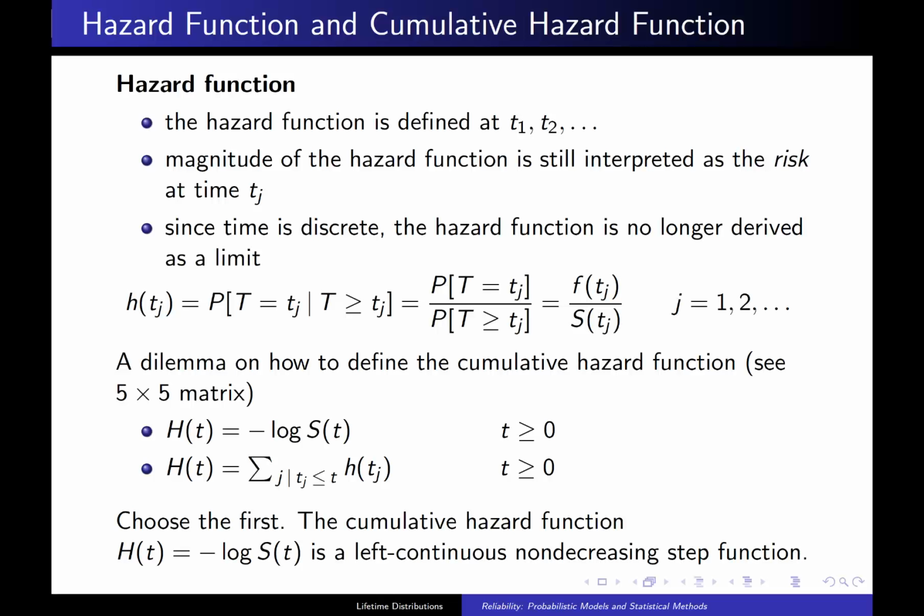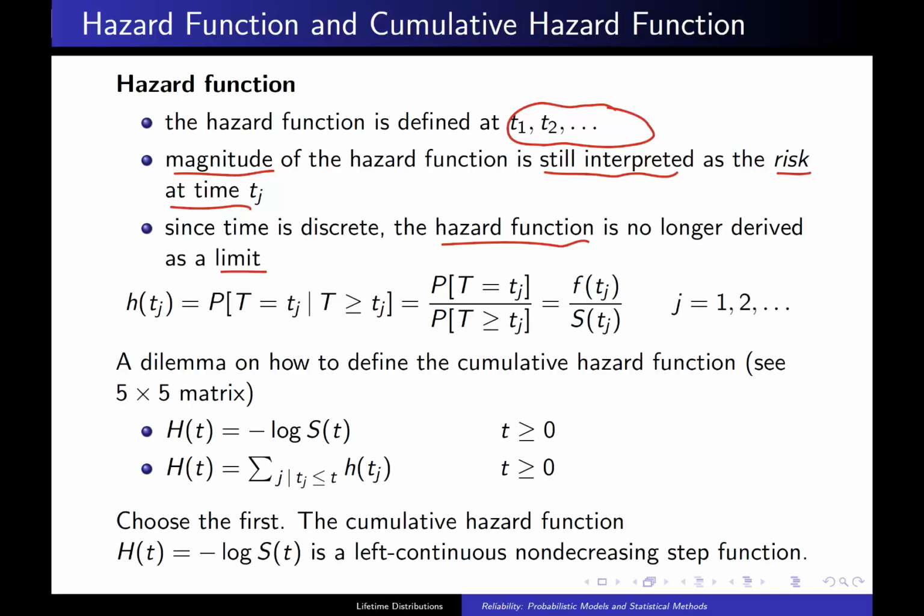Now the next one is the hazard function. The hazard function will be defined on the support values. The magnitude of the hazard function is still interpreted as the risk at time tj. Since time is discrete, the hazard function is no longer defined as a limit.